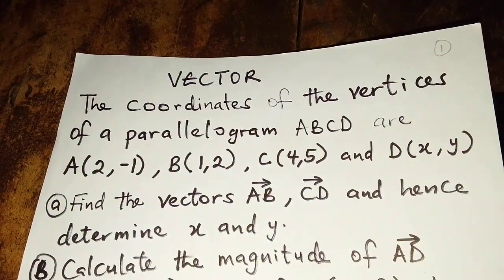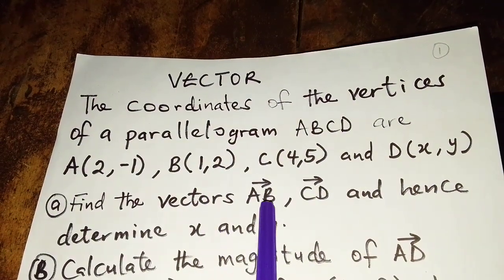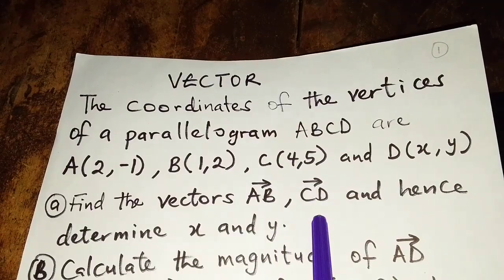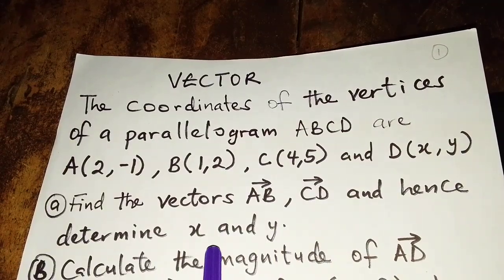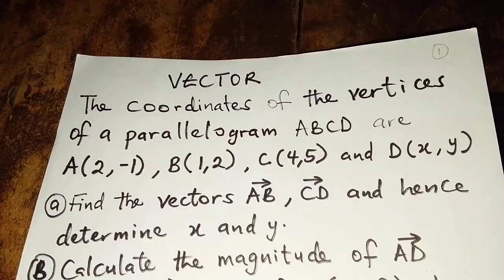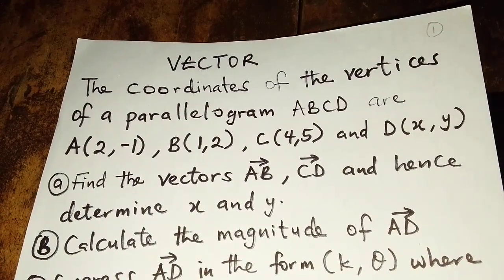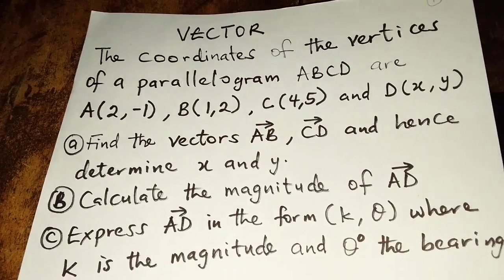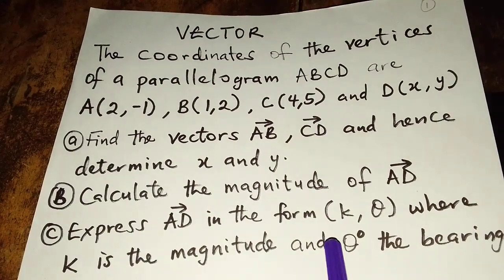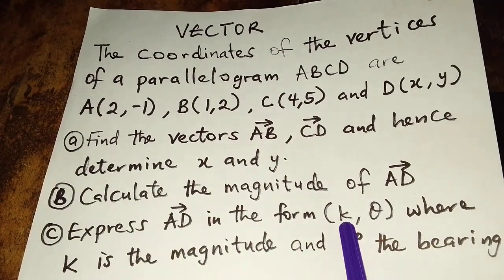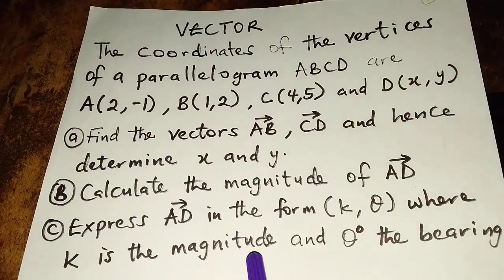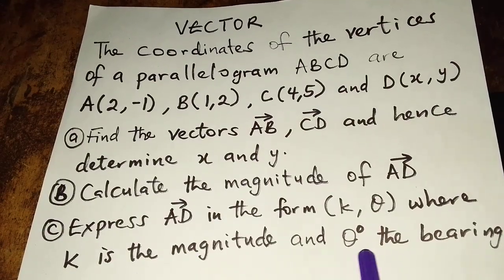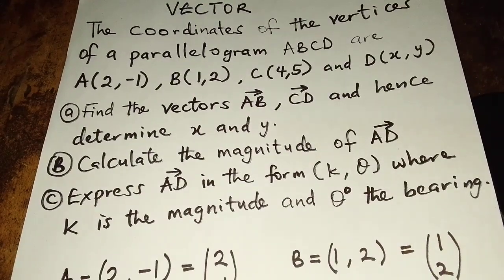A, find the vectors AB and CD, and hence determine x and y. B, calculate the magnitude of AD. C, express AD in the form (k, theta), where k is the magnitude and theta is the bearing.